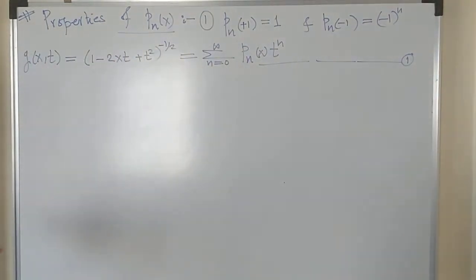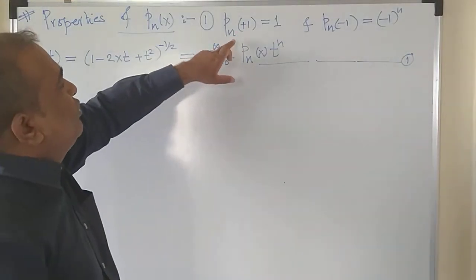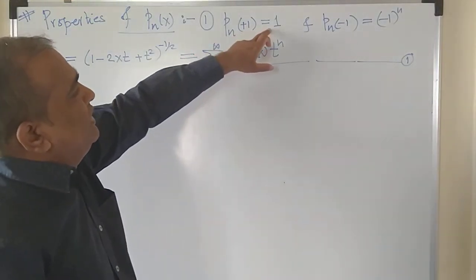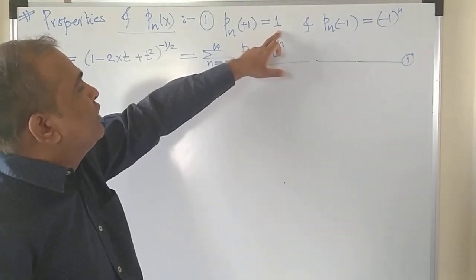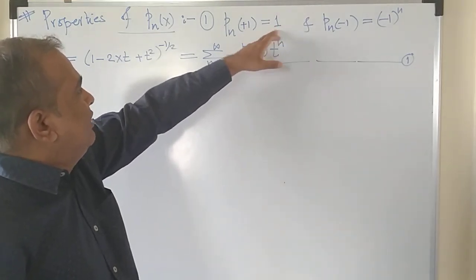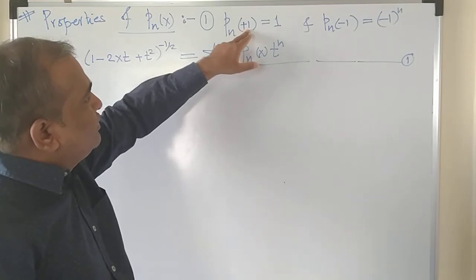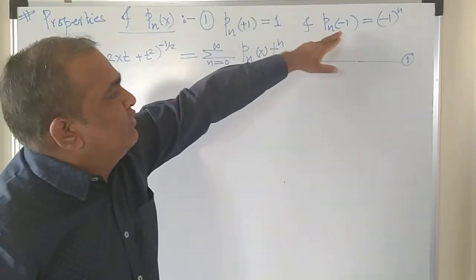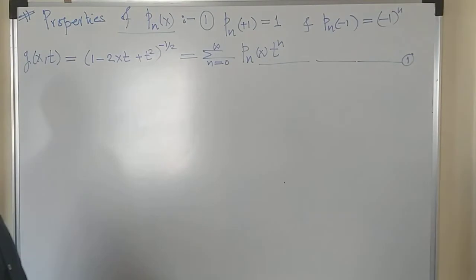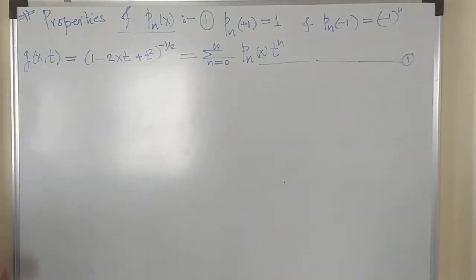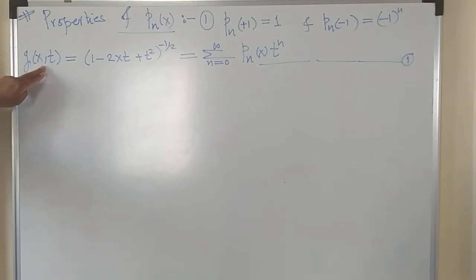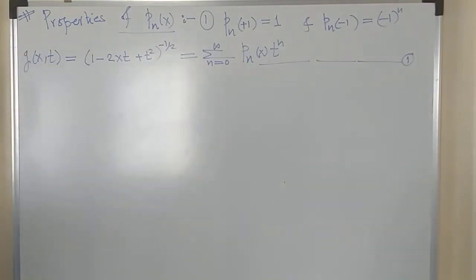Now if you observe the property, whatever you have to show is Pn of x equal to something. But what is the value of x here? Here x is equal to plus 1, and here x is equal to minus 1. So just by observation, you get the value of x, and put that value of x into this generating function. That will give you something.